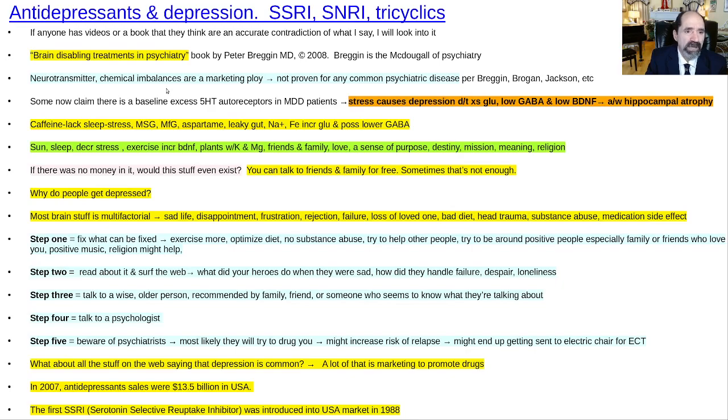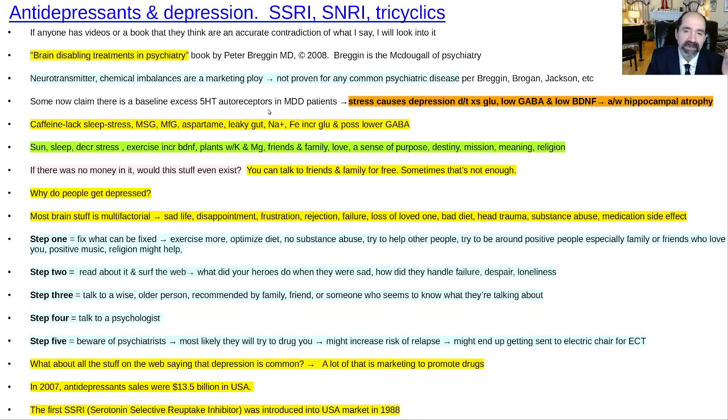Okay, neurotransmitter chemical imbalances are a marketing ploy. They have not been proven for any common psychiatric disease, according to the opinion of many experts. Now, there's some who claim that there's new information, like this book was written in 2008, and I've seen some lectures online where some researchers are saying, oh yes, there is an excess of serotonin autoreceptors. Maybe. Those are disputable things that are kind of new. Maybe something will come out to that effect, but it hasn't come out yet in a convincing way that I'm aware of.